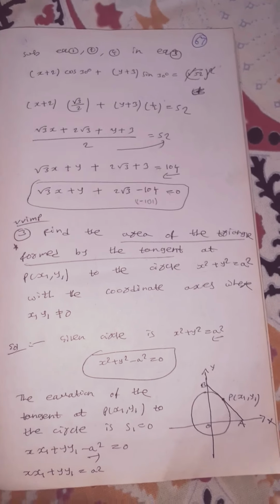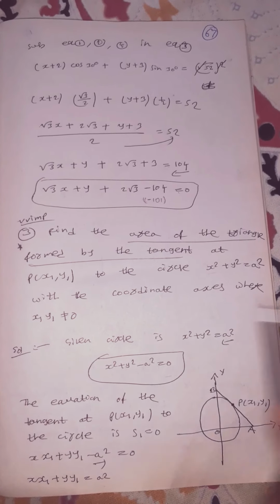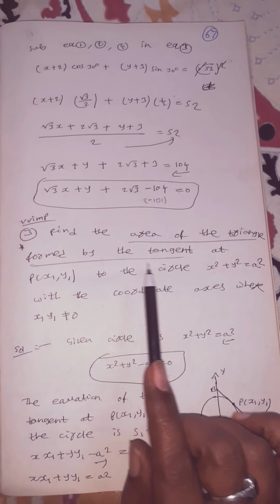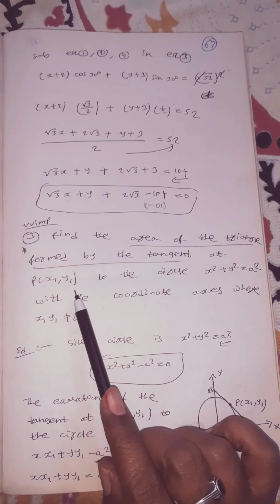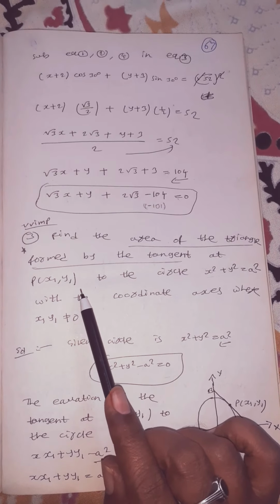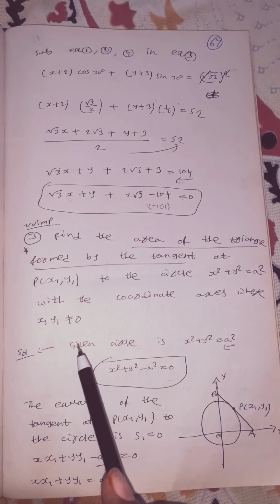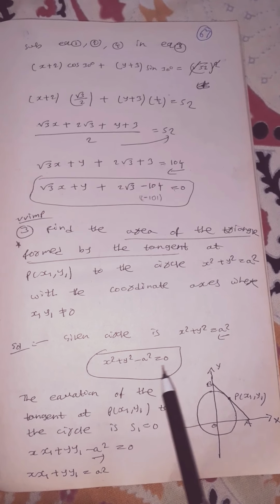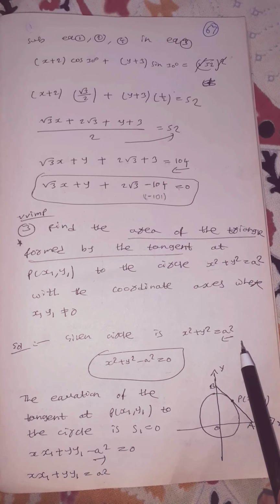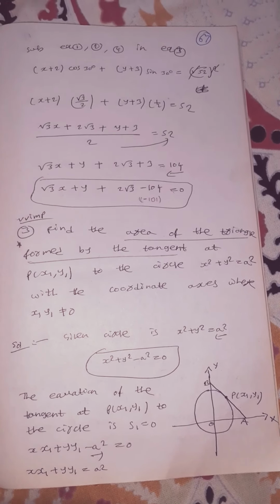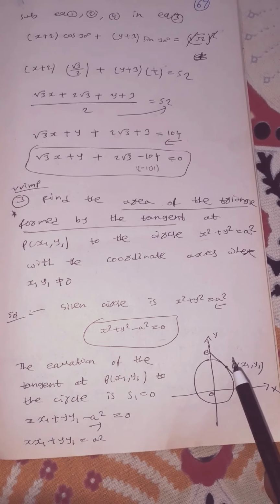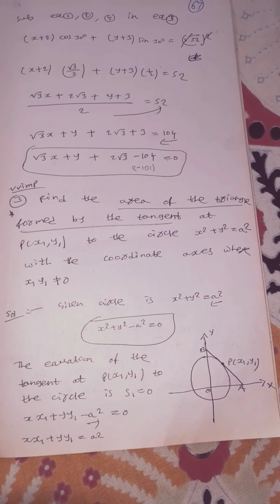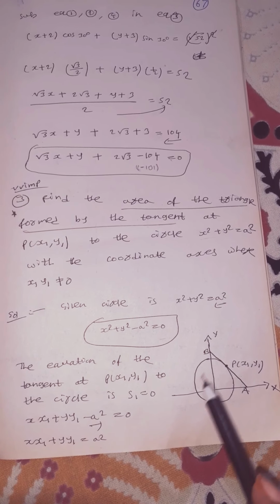Next, this is a very important 7 marks question. Find the area of the triangle formed by the tangent at P (x1, y1) to the circle x square plus y square equal to a square with the coordinate axes, where x1 y1 is not equal to 0. The given circle is x square plus y square equal to a square. Send a square to this side, plus will become minus. So this is a circle, with the x axis and y axis.